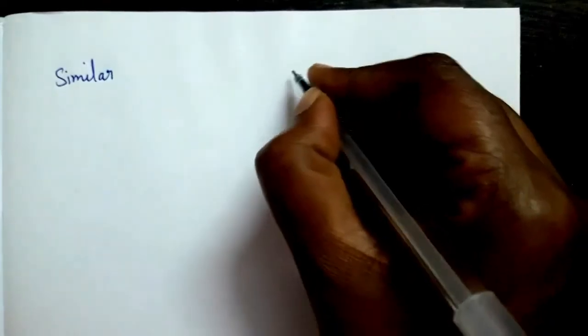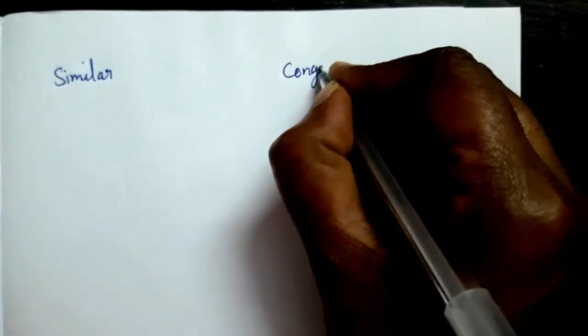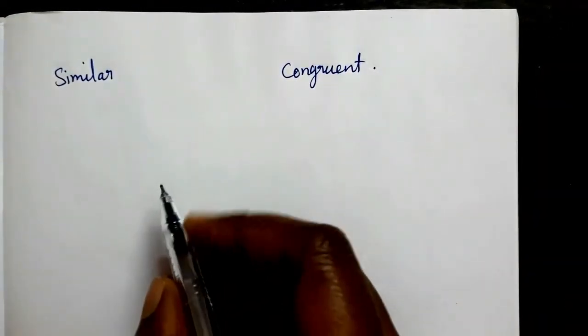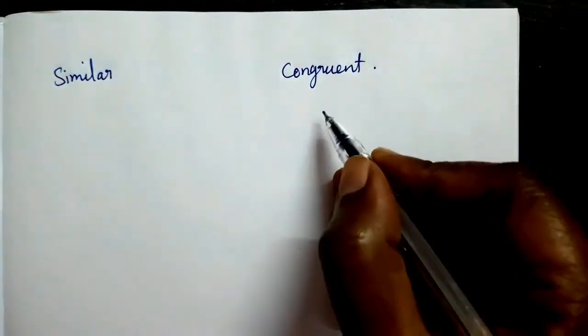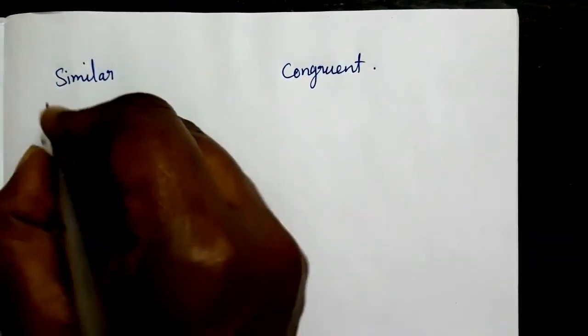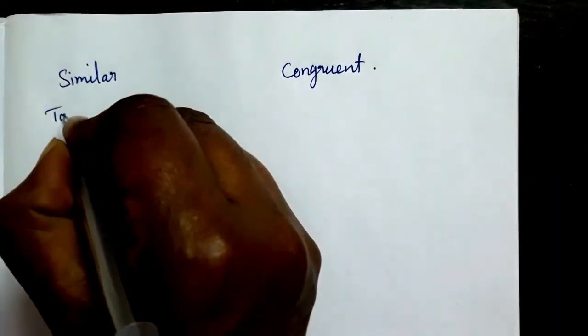Next we are going to see similar and congruent. Here similar and congruent. Two figures having same shape are called similar. Two figures having same shape and same size are called congruent. We can write the same here.